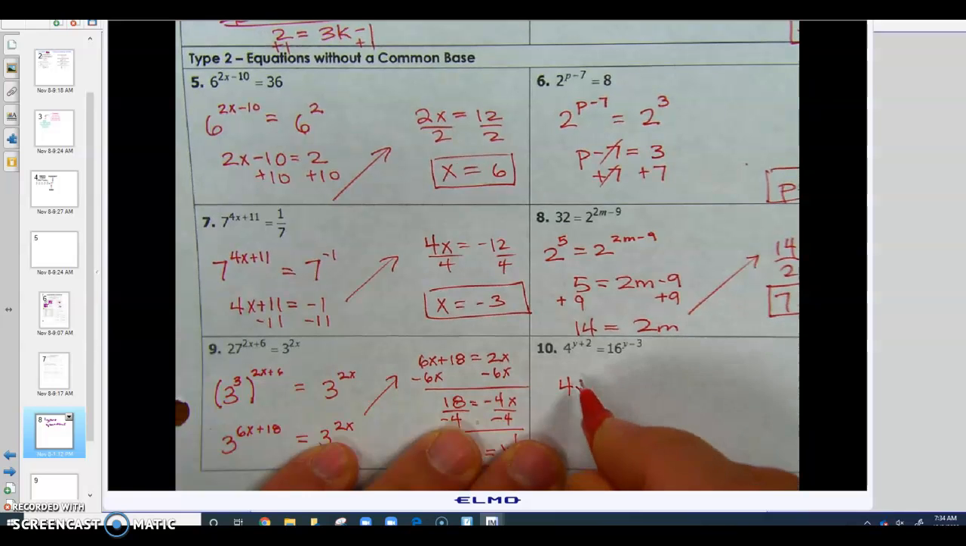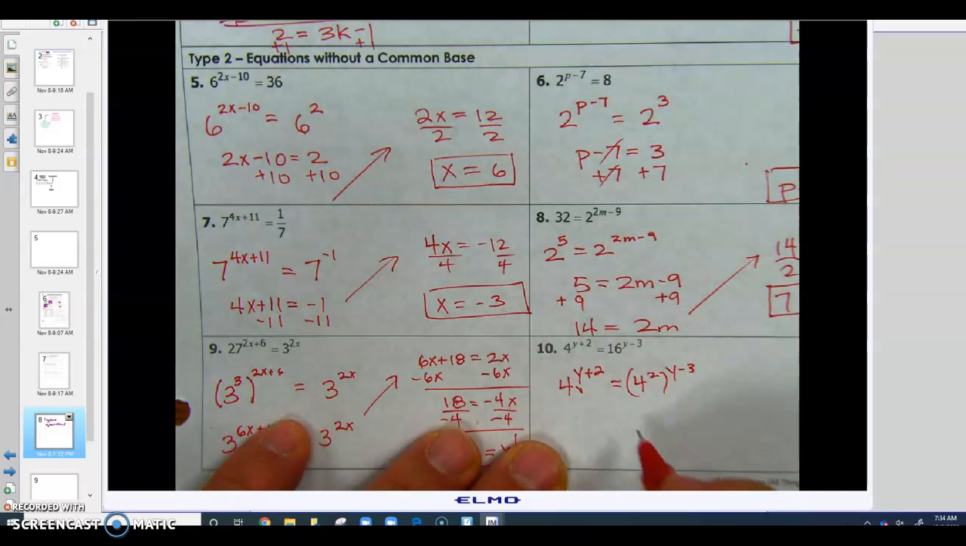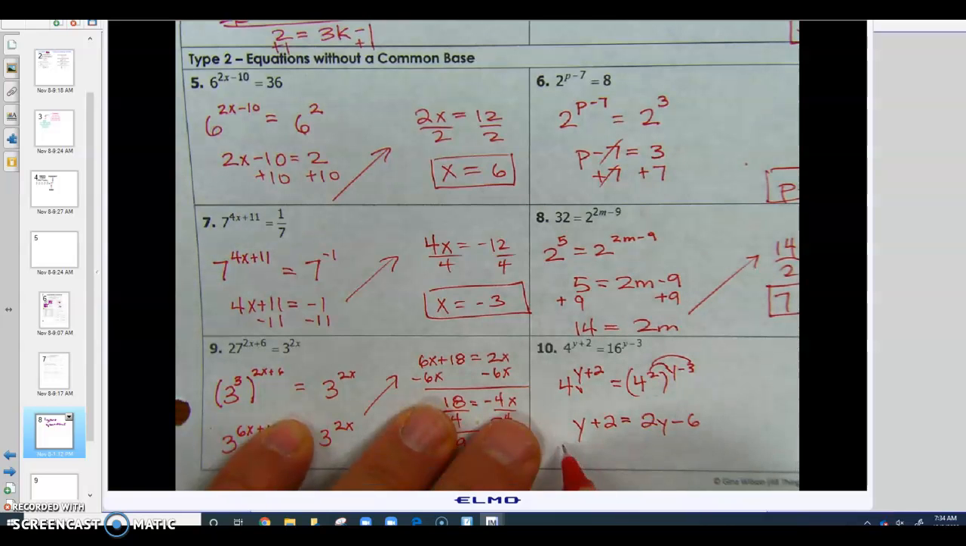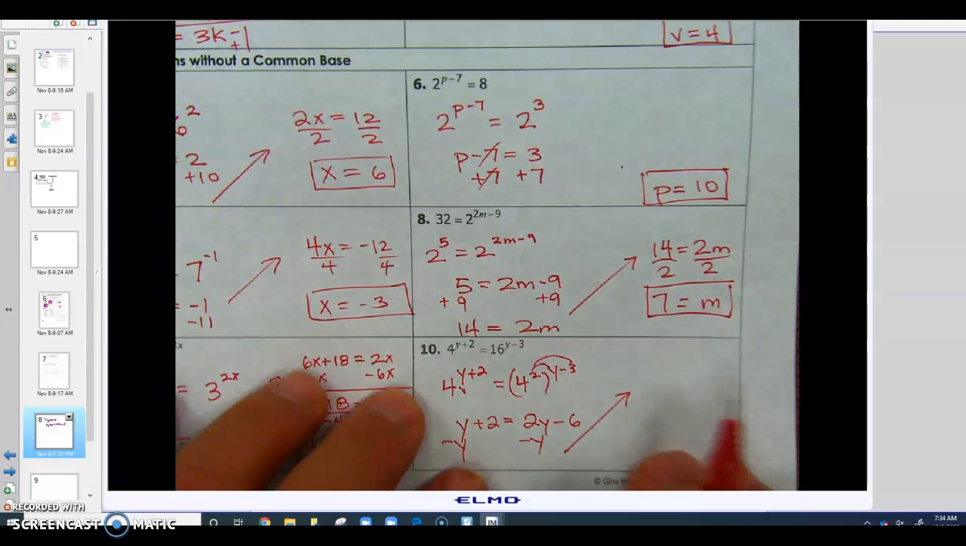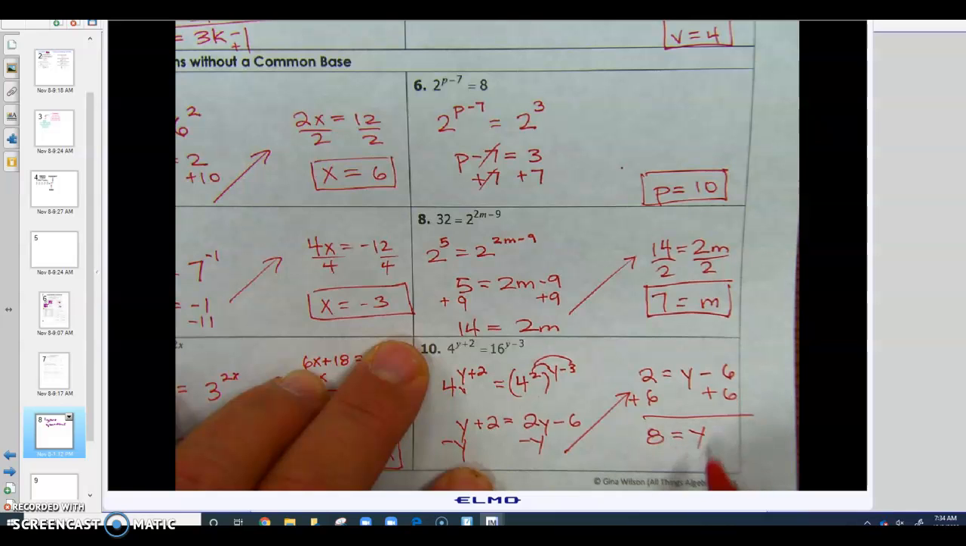4 to the y plus 2 equals 4 squared to the y minus 3. So let's multiply this right there and drop the base at the same time. Y plus 2 equals 2y minus 6. Subtract y from both sides. You get 2 equals y minus 6. Add 6 to both sides and we'll be done. 8 equals y.